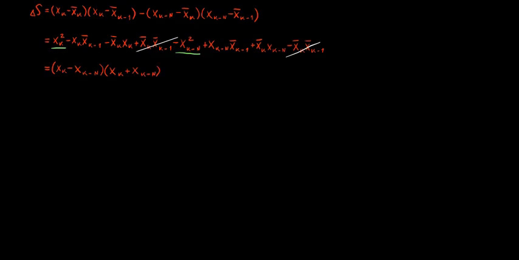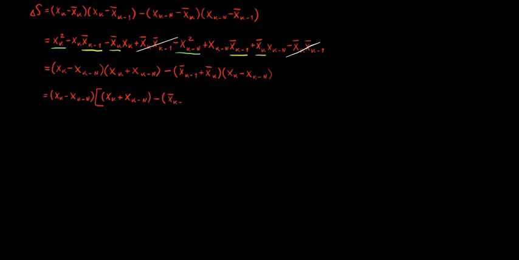And notice that here we have our previous and current average, and here as well. So we can write minus the previous average plus the current average times our current measurement minus our oldest one. This is equal to the difference between our current measurement and oldest measurement multiplied by our current measurement plus our oldest measurement minus the sum of our previous and current average.